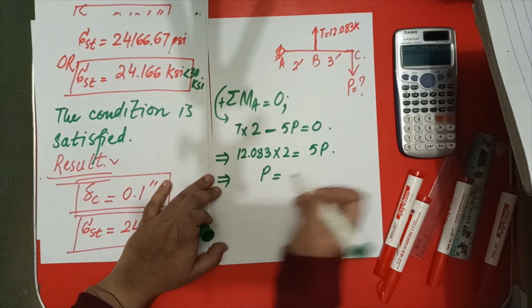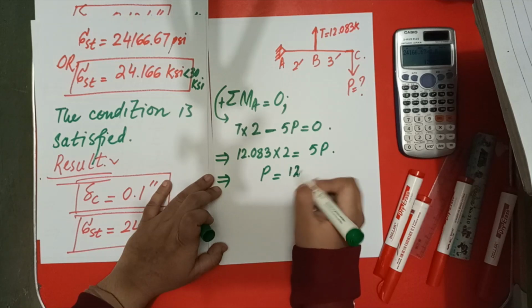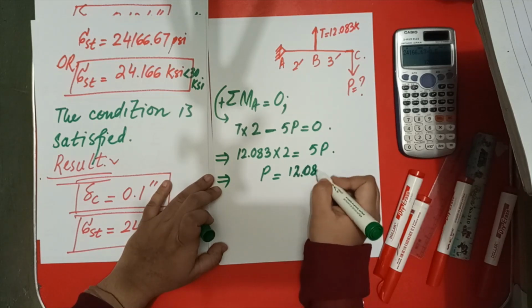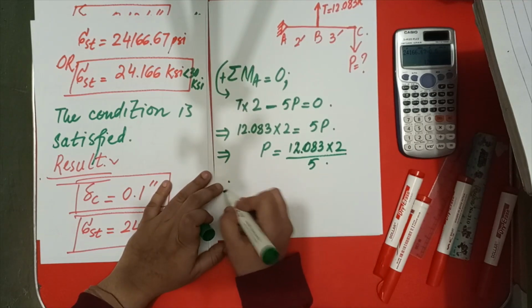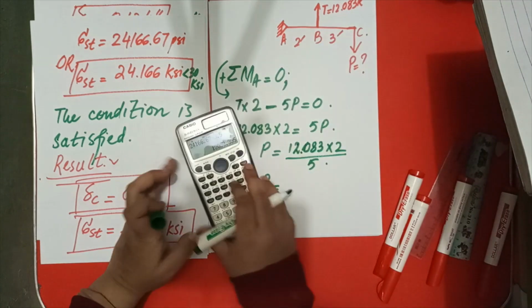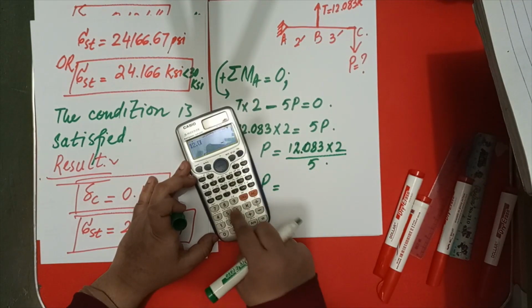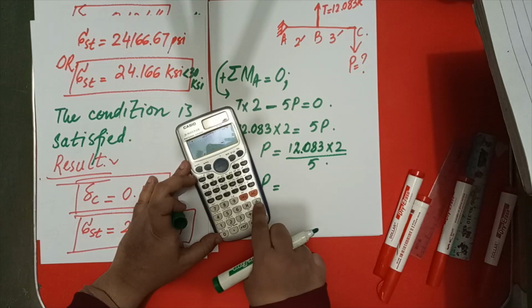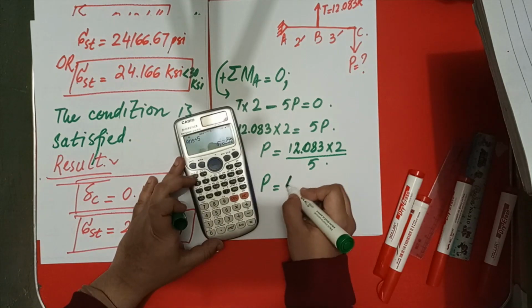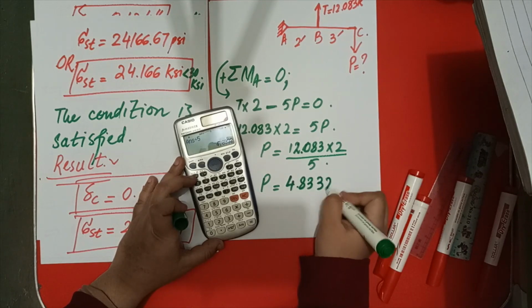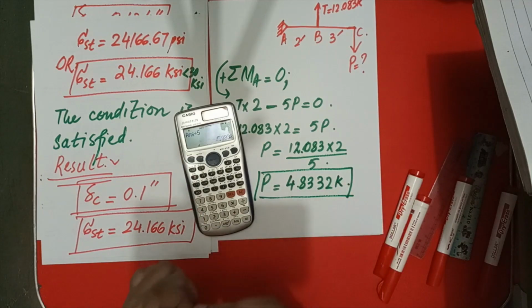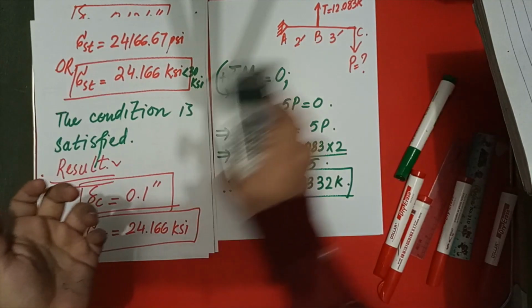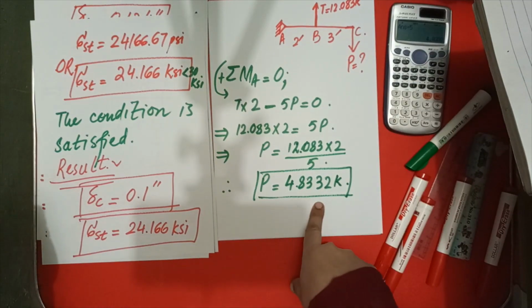So P is equal to 12.083 into 2 divided by 5. Therefore, P is equal to 12.083 multiplied by 2 divided by 5. So it will be 4.8332, so 4.833 kips. So the value, or you can say the magnitude, of P is coming out to be 4.833 kips.